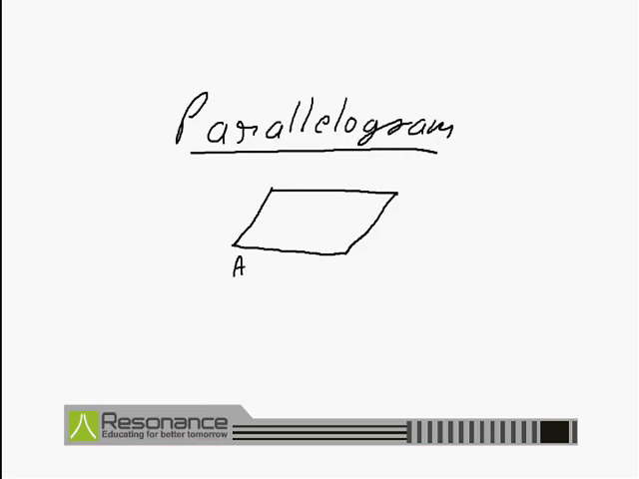A parallelogram is a quadrilateral in which both pairs of opposite sides are parallel. It means the opposite sides AB and CD are parallel to each other. AB is parallel to CD, and the other two opposite sides, AD and BC, are also parallel. That means AD is parallel to BC.